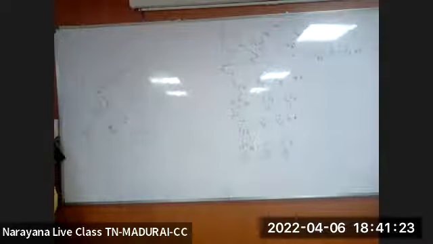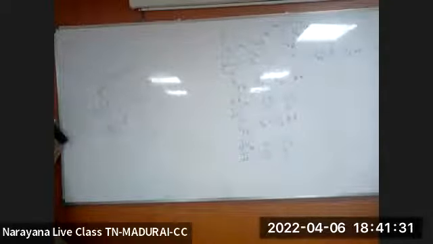Is it possible? Really possible, right? Why? Because if it is a supersonic plane, it may travel up to 3 Mach or more. The speed of sound in air is 330 meters per second. 1 Mach means 330 meters per second, so 3 Mach means 3 into 330.